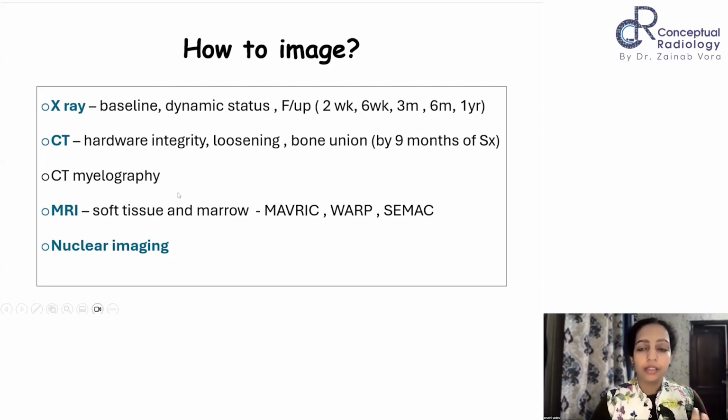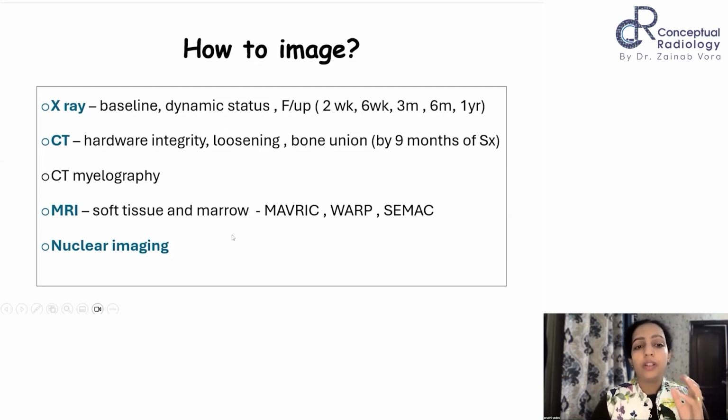Then myelography. Myelography is not something that is usually done, but it gives you an edge when you are particularly imaging for the facets and for the foraminal narrowing. For that particular aspect, CT myelography does very well.